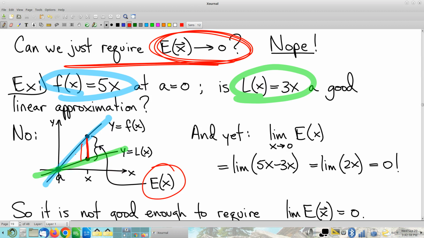Again, the difference between the value of the function and the value of the approximation, that error approaches zero. So here's the problem with this idea of requiring error to go to zero: it doesn't eliminate this obviously bad choice. If you're going to impose a condition to get precise and rigorous about what we mean by a good linear approximation, it better eliminate the obvious bad choices. And this doesn't do it.